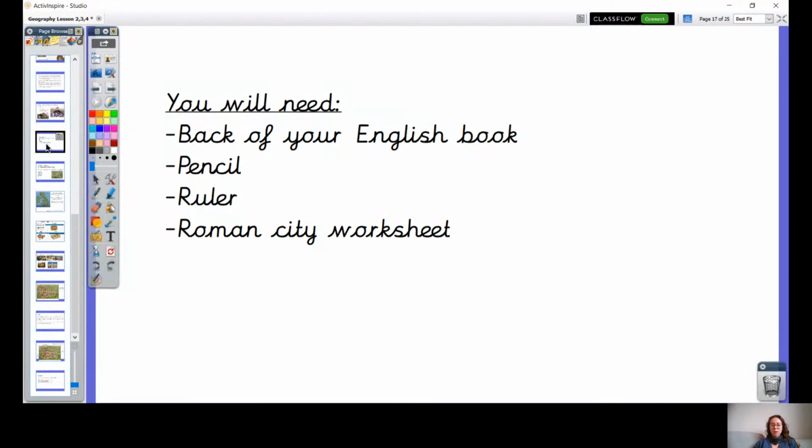Check you've got what you need. You need the back of your English book to do your recording, your pencil, your ruler, and you also need a Roman city worksheet. I popped that on Dojo for you, so just make sure you've printed that out ready.